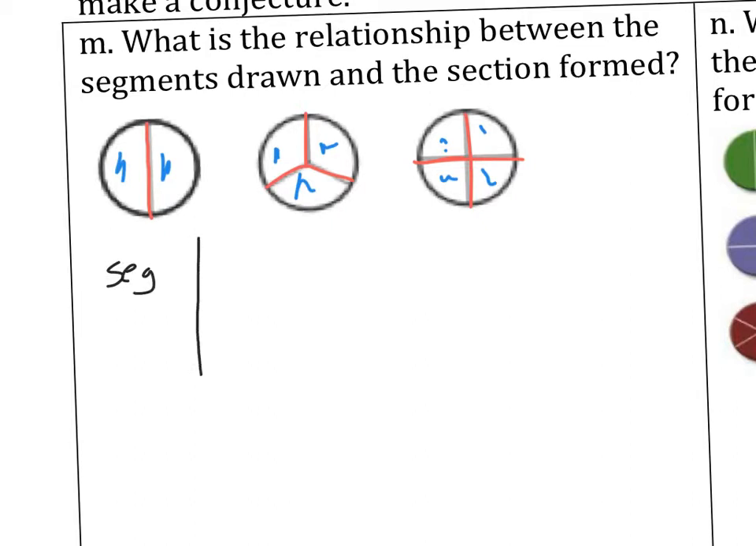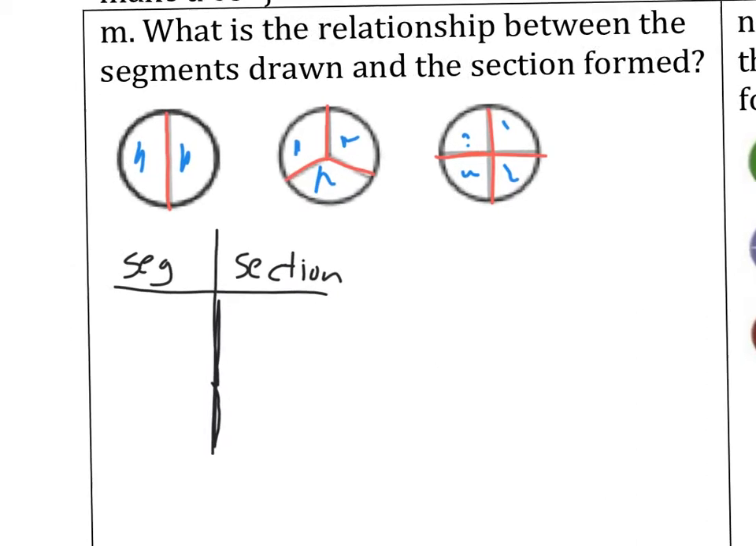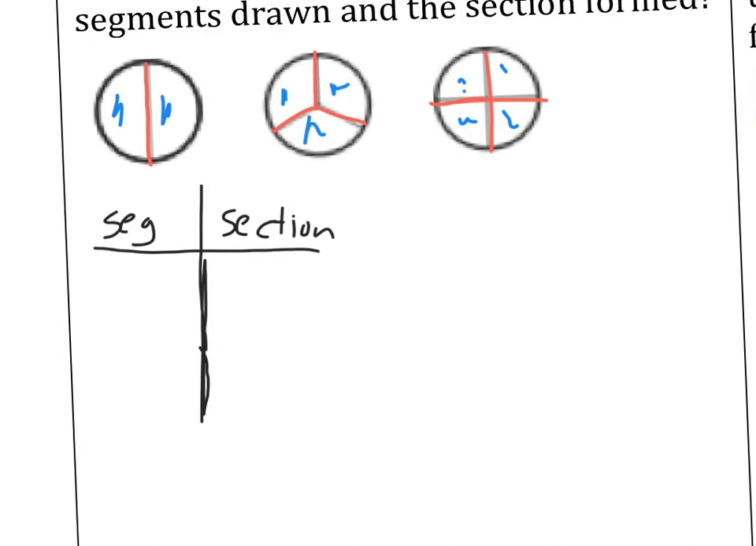Segments versus sections. I'm just going to make a table. And remember, we could be wrong. So I'm going to leave room just in case we need to make an adjustment to my conjecture. So let's see here. Segments. I have one segment in the very first one that I can see, and I have two sections. Well, how about in the next one? 1, 2, 3 segments. It jumps to 3. And now I have 3 sections. Oh, jolly. Then I have 2 segments and 4.